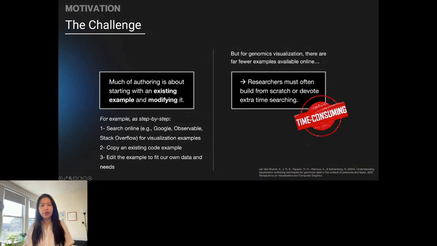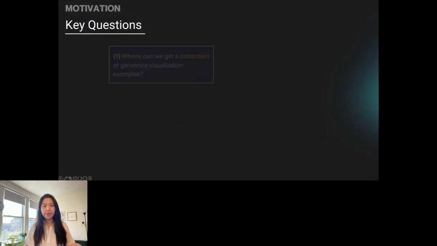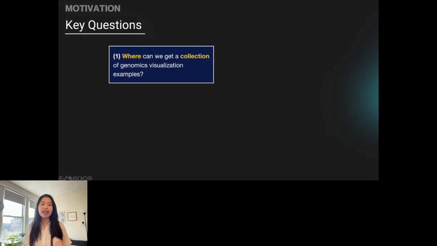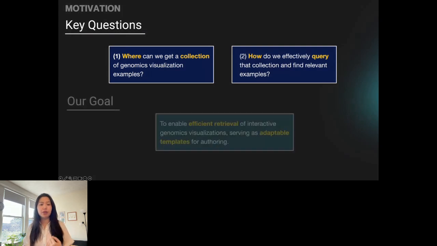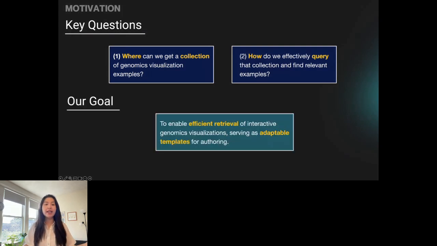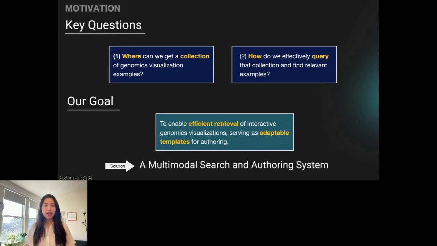That leads us to our two key questions. First, where can we get a collection of genomics visualization examples? And secondly, how do we effectively query that collection and find relevant examples? That leads us to our goal: to build a system that can enable efficient retrieval of interactive genomics visualizations and then serve as adaptable templates for authoring. Our solution is to build a multimodal search and authoring system.